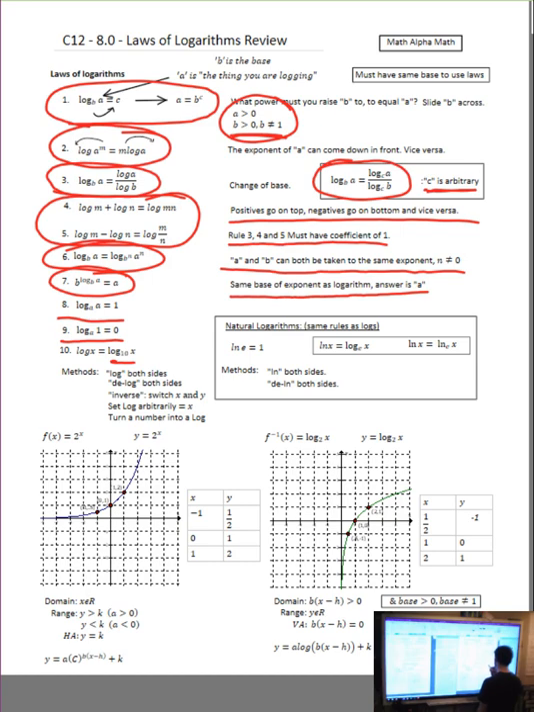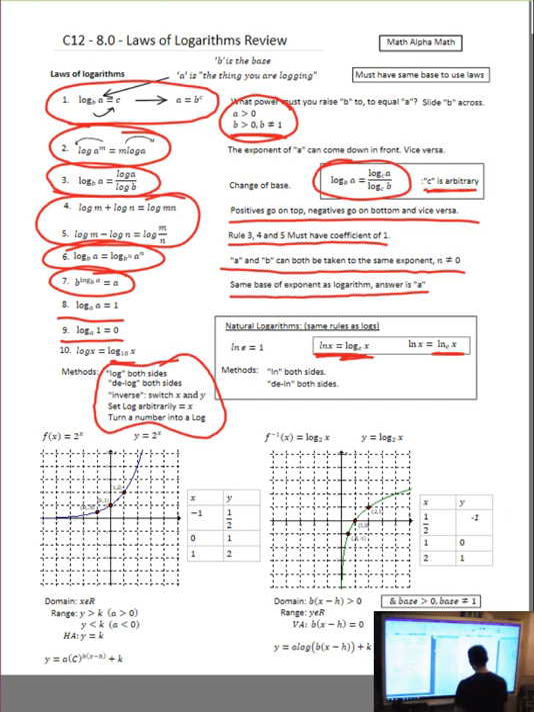If I'm working with E, that means that it's log base E, but it's really just ln, because ln has base E. And then we're going to see all of our methods: log both sides, delog both sides, inverse, set it arbitrarily equal to x, or turn a number into a log.